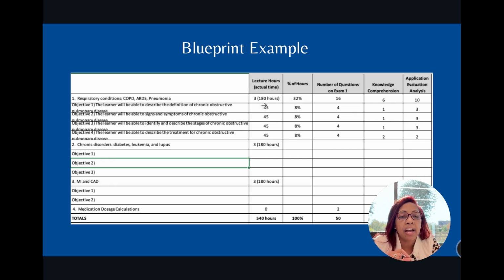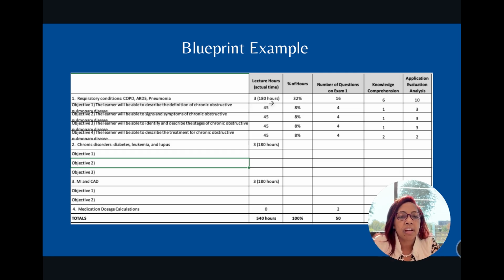So we have 45 hours that we're allocating to describe the definition of COPD, okay? And then that's 8% of the total hours, which is 180. 32% of the actual exam questions are aligned with respiratory conditions. Okay, so that equates to 16 questions. 6 are going to be at the level of knowledge and comprehension, and I'm allocating 10 at the levels of application, evaluation, and analysis. Okay, hopefully this is making more sense now that we have an actual example.